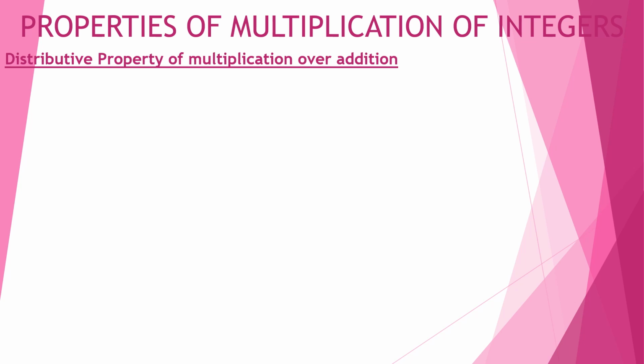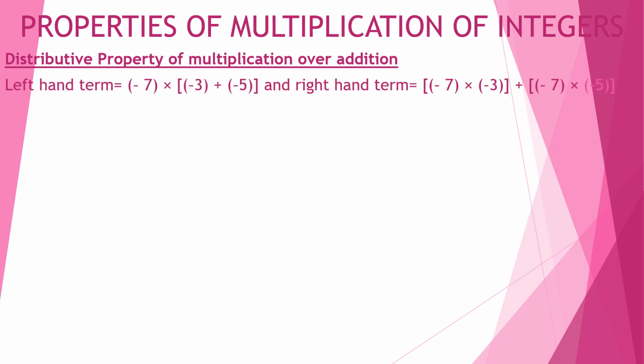Distributive property of multiplication over addition. Now I have a left-hand term and a right-hand term. Now left-hand term is minus 7 into, within parentheses, minus 3 plus minus 5. So I evaluate the parentheses first. I get minus 7 into minus 8. And now product of two negative integers gives me plus 56.